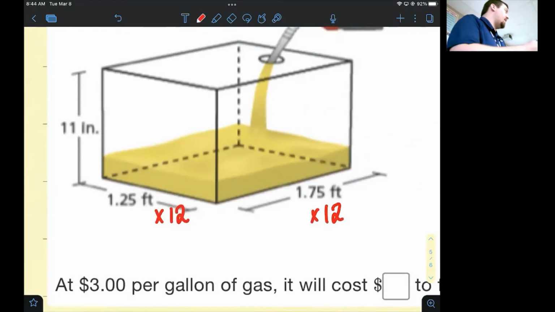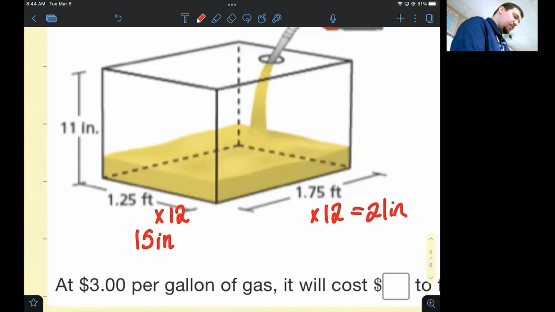When you got it, go ahead, Andrea. All right, so she says that the width is going to be 15 inches, 1.25 times 12. Caden, what'd you get for the length there? 21 inches. All right, so now we know how many inches long the tank is, we know how many inches wide the tank is, and the height was already in inches.